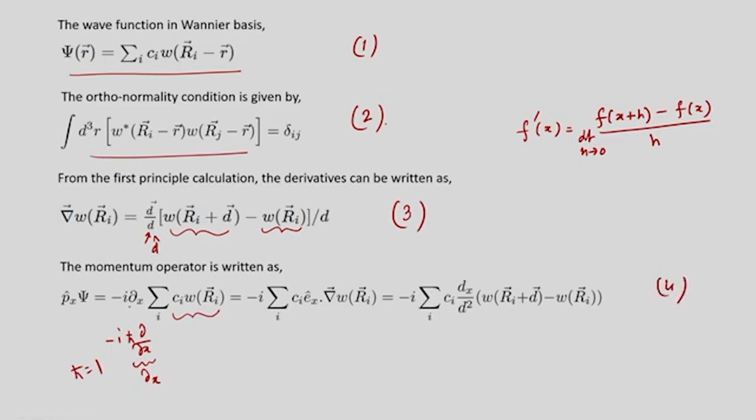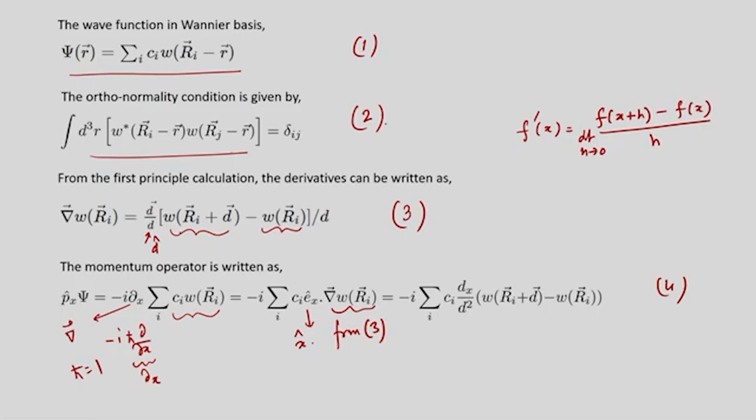So we apply the same thing. Del x is nothing but something like a gradient vector, and this gradient is written as x cap dot the gradient of W at R_i. Now this we already know from 3, and that can be expanded. Since we have an x cap here, you can write it as x cap as well. So this is equal to d_x by d square, and so on. Okay. So that is exactly what we have done.